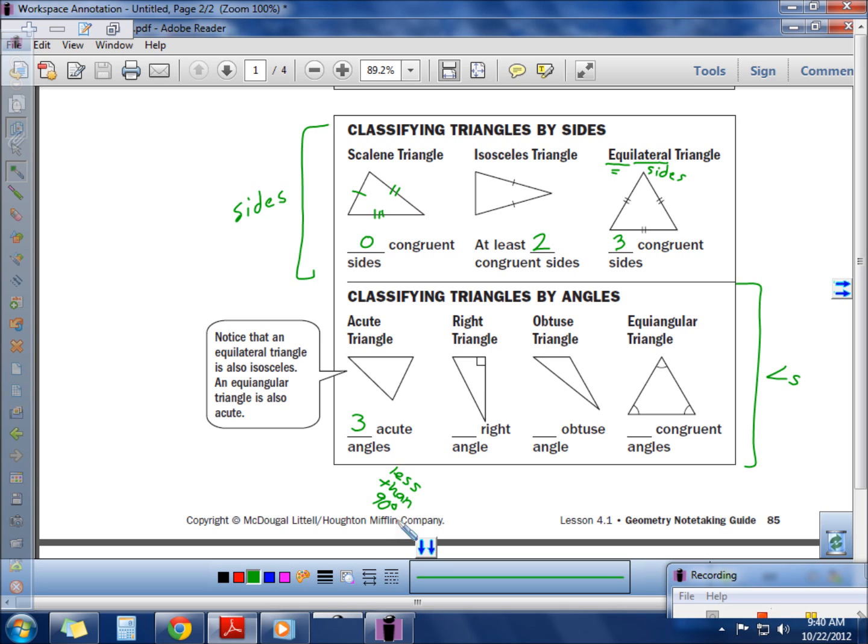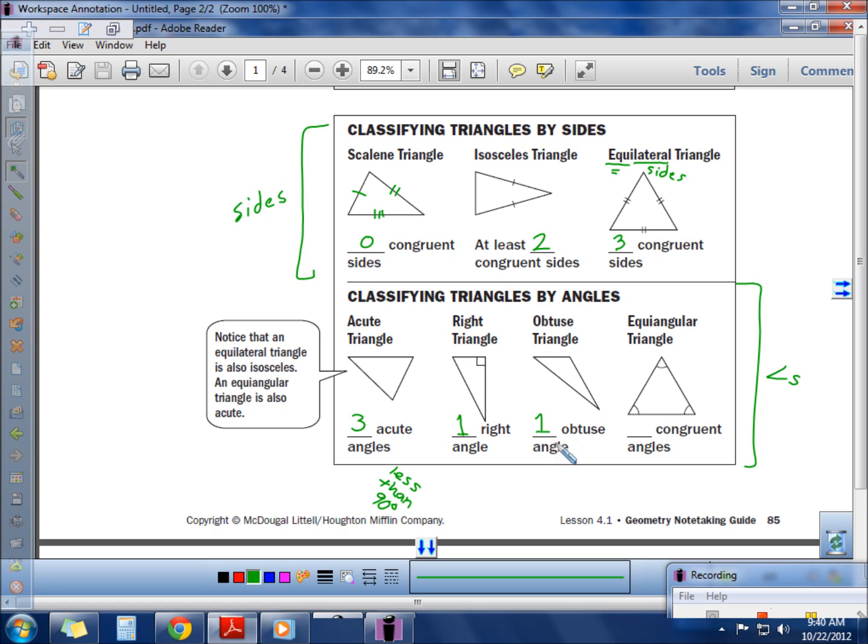Less than 90 degrees. Three of them that are less than 90. A right triangle will have one right angle. I think that one's the easiest. We're going to be doing a lot with right triangles this year. Obtuse has one obtuse angle.